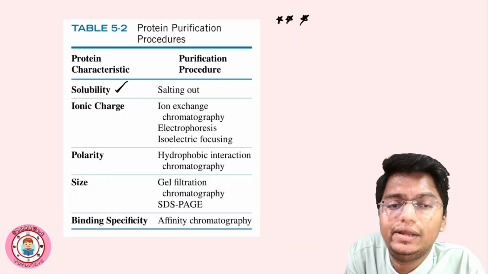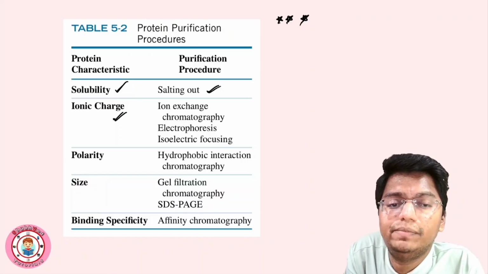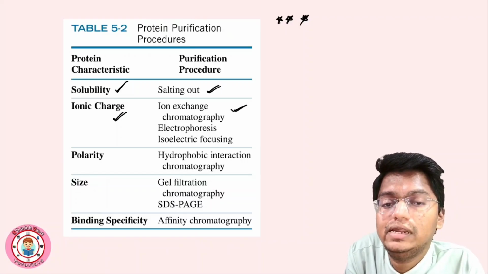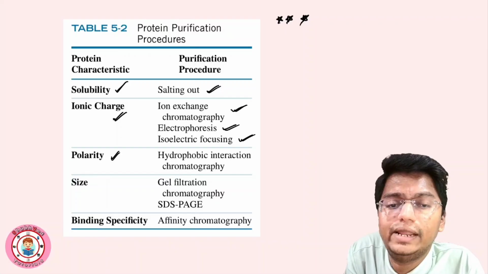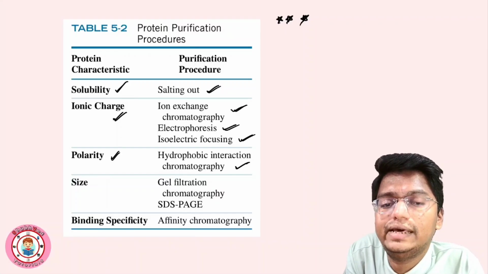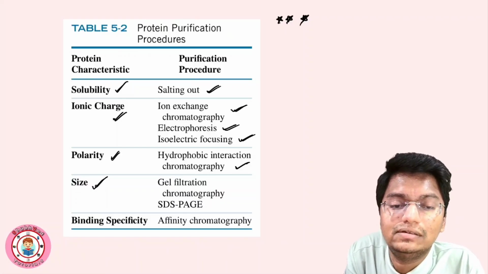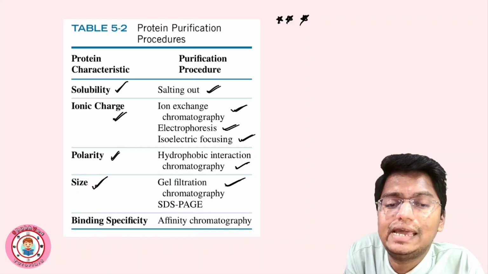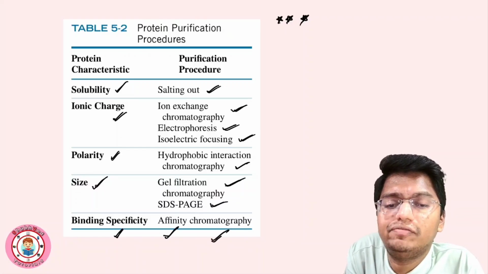So in solubility, there is a sorting out procedure. In ionic charge, there is ion exchange chromatography, electrophoresis and isoelectric focusing. Polarity: on the basis of polarity, the procedure used is hydrophobic interaction chromatography. On the basis of size, gel filtration chromatography and SDS PAGE. On the binding specificity, affinity chromatography is used.